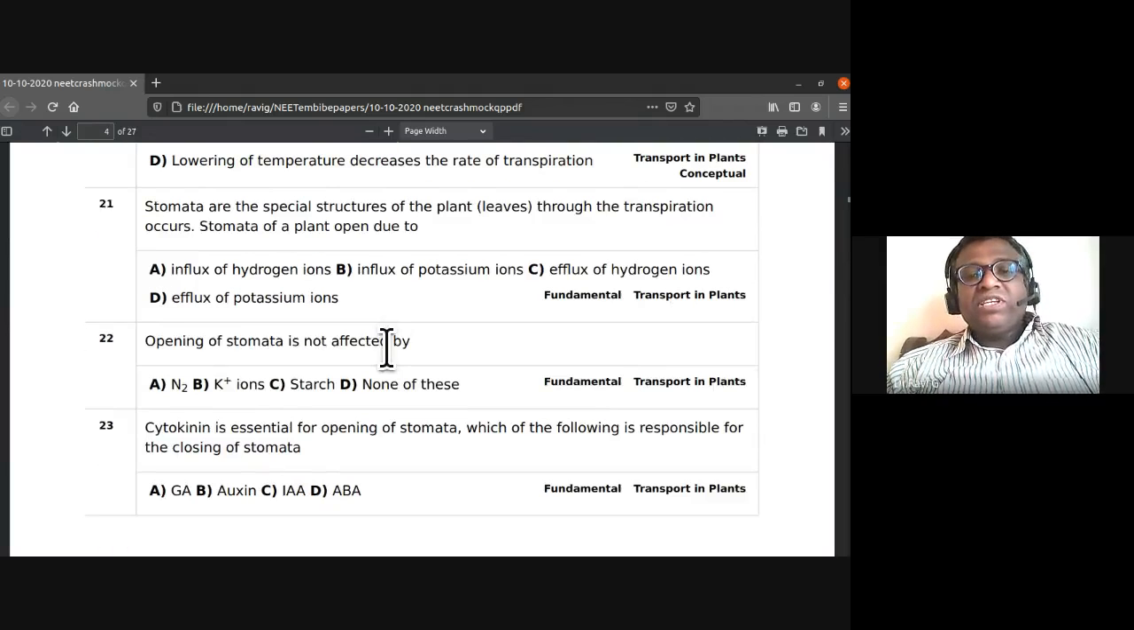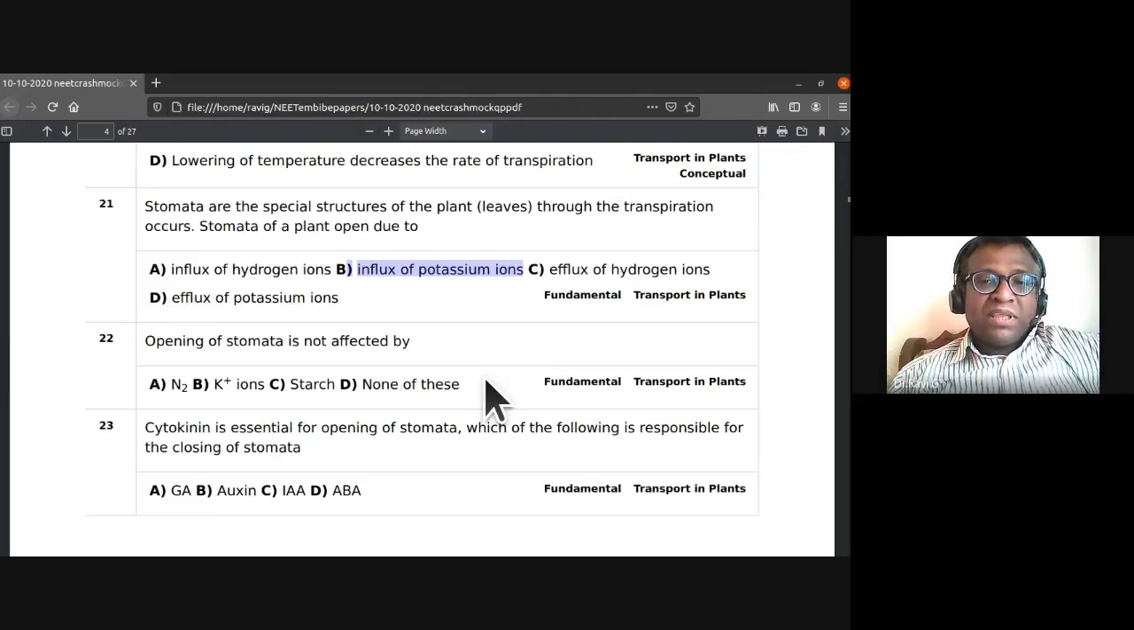Okay. 21st, stomata are the special structure of the plant or leaves through which transpiration occurs. Stomata of a plant open due to high influx of hydrogen ions, influx of potassium ions. The opening and closing of stomata, they have put forth through a theory, potassium ion pump theory. The most accepted theory is potassium ion pump theory.